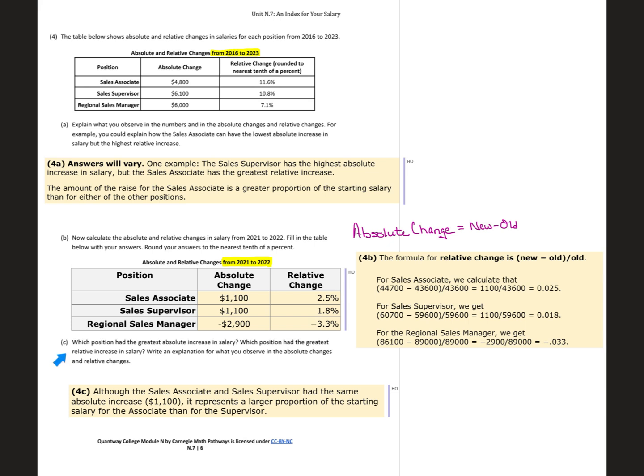Question C asks which position had the greatest absolute increase in salary and which position had the greatest relative increase in salary. Although the sales associates and sales supervisor had the same absolute increase of $1,100, it represents a larger proportion of the starting salary for the associate than for the supervisor, because the relative change is larger. The regional sales manager actually had a decrease and not an increase.